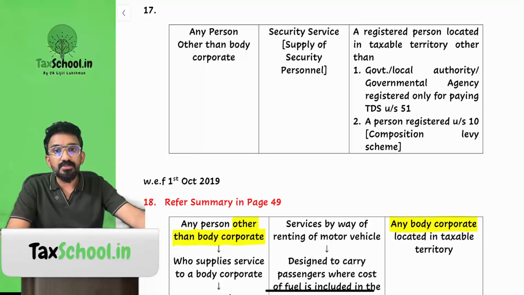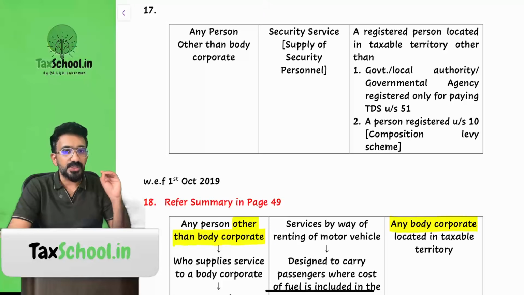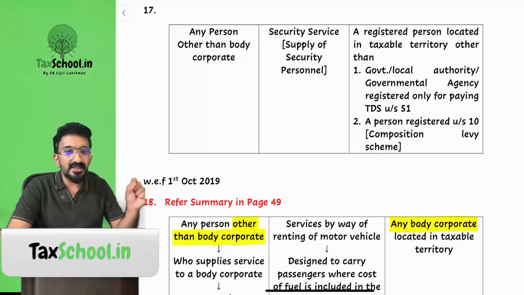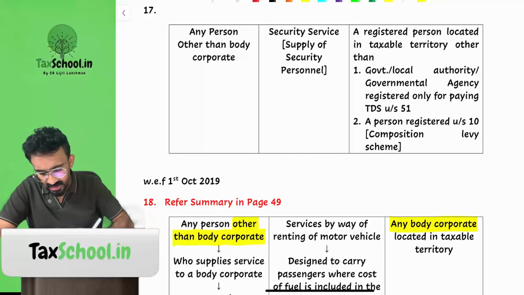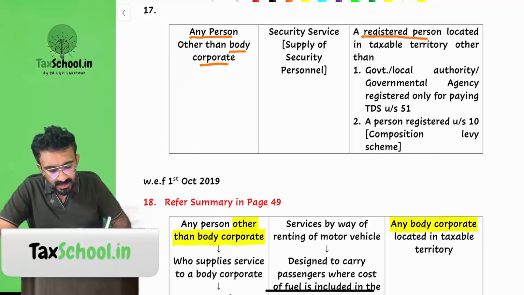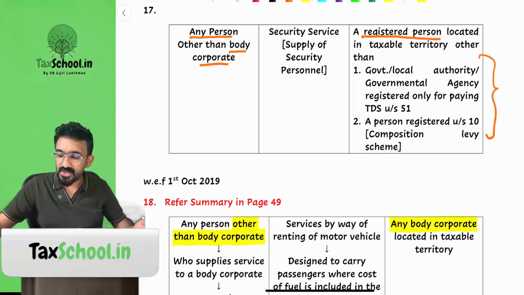Any person other than body corporate is providing security service. That is supply of security personnel to a registered person located in taxable territory, other than government or local authority, governmental agency registered only for paying TDS under section 51, or a person registered under section 10, would be taxable under RCM. So it's a conditional RCM. There are multiple conditions that need to be satisfied. Supplier should not be a body corporate. Recipient should be a registered person, but should not be these two people. Then it will be under RCM. All other cases, if the supplier is registered, will be under FCM.